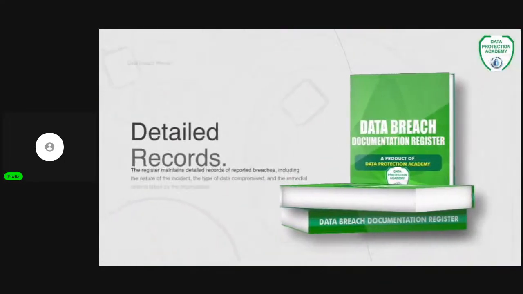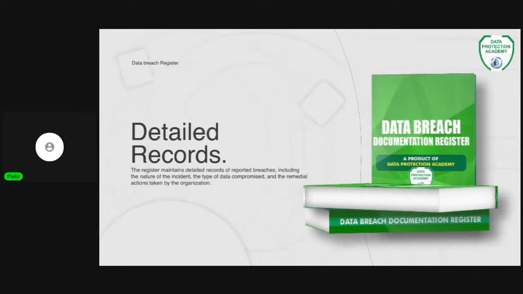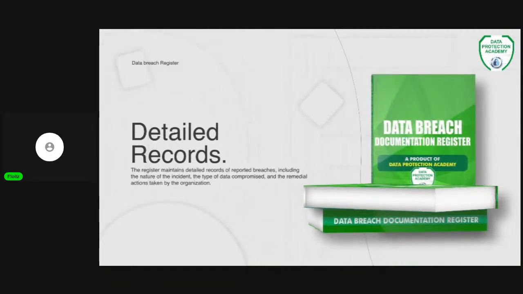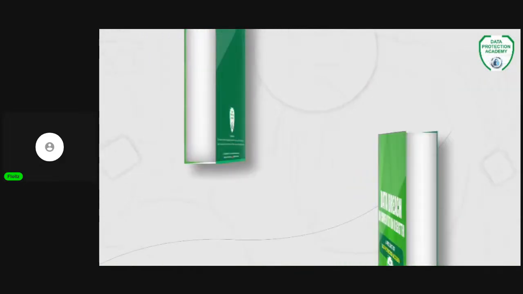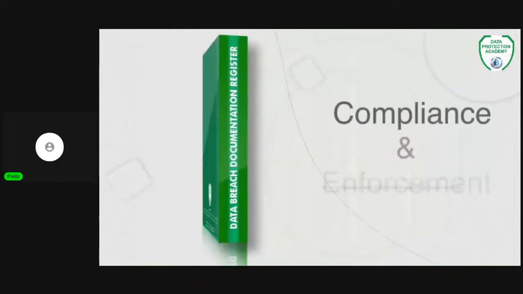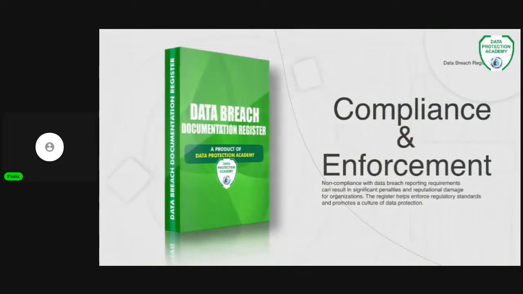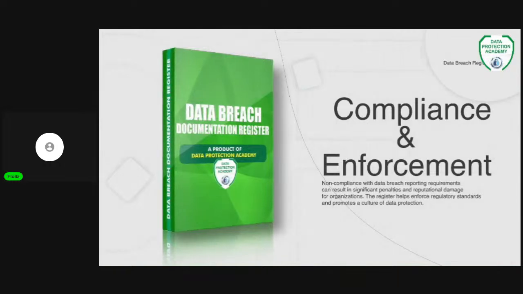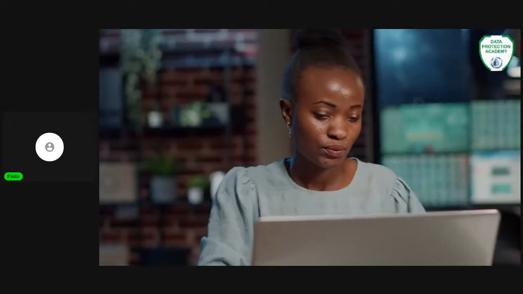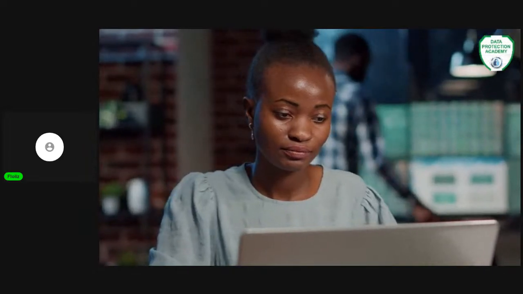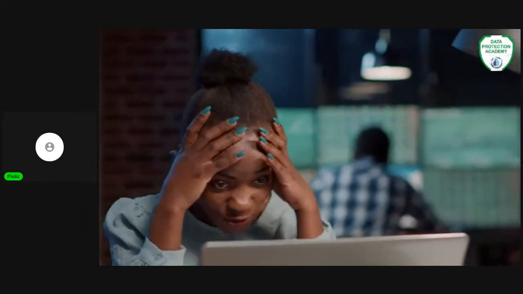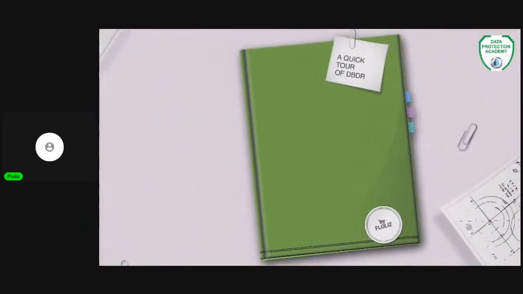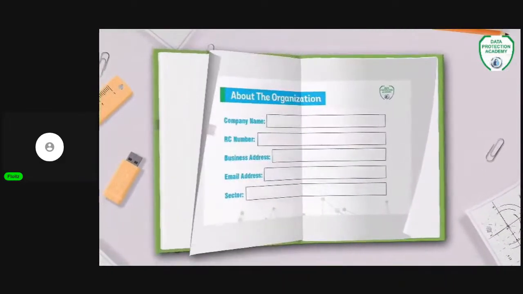Detailed records. The register maintains detailed records of reported breaches, including the nature of the incident, the type of data compromised, and the remedial actions taken by the organization. Compliance and enforcement. Non-compliance with data breach reporting requirements can result in significant penalties and reputation damage for organizations. The register helps enforce regulatory standards and promotes a culture of data protection. Here is a step-by-step guide on how to use the Data Breach Documentation Register.